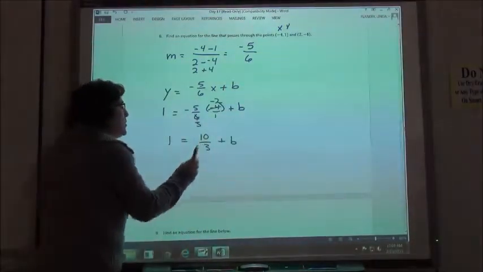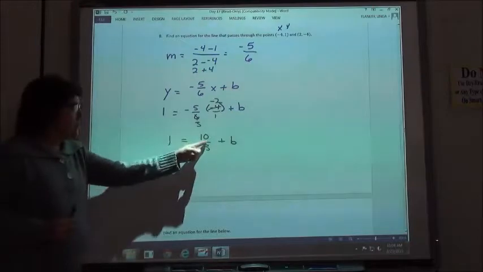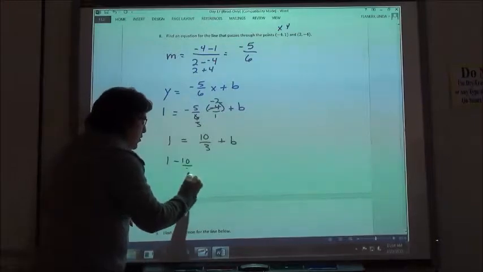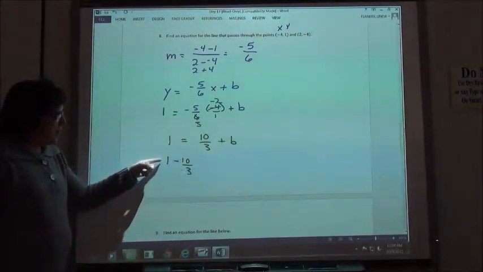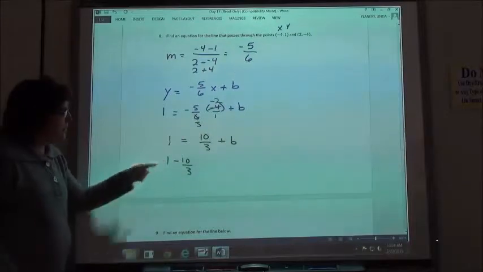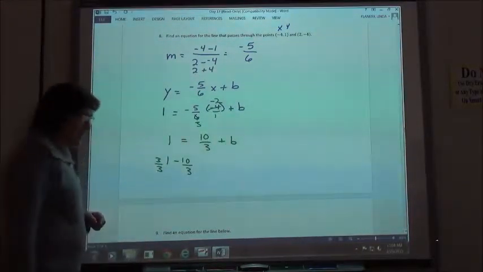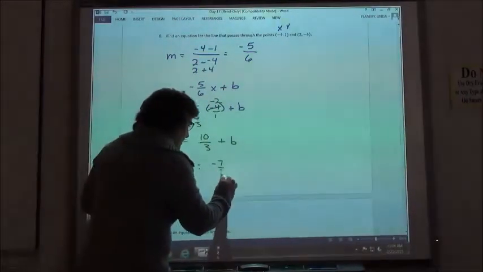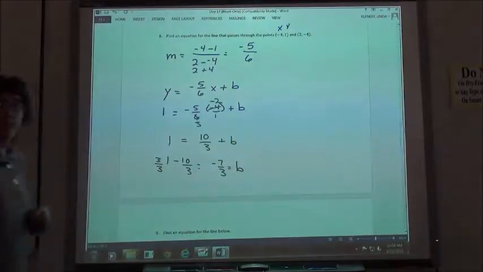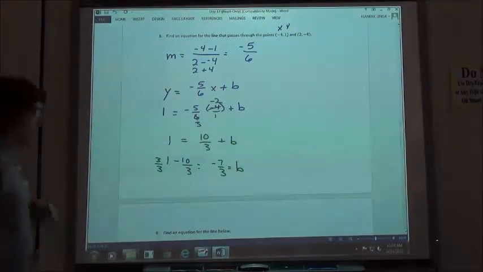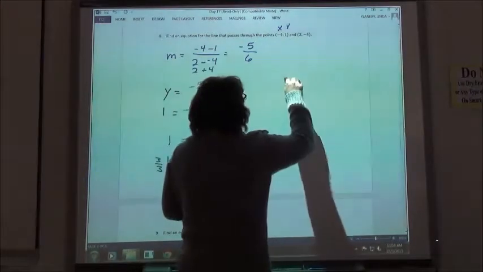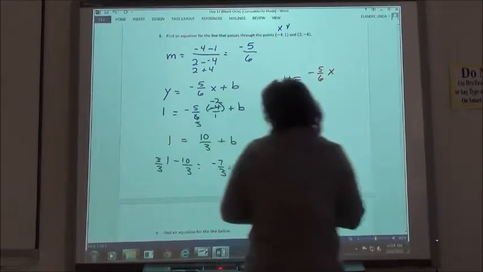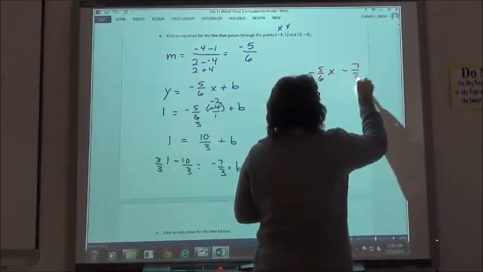So 1 is equal to 10/3 plus b. In order to solve that, I've got to move this to the other side. So I've got to subtract my 10/3. 1 minus 10/3. Again, I have to have a common denominator, so if I just take that whole number times my 3, 3/3 is equal to 1. 3/3 minus 10/3 is negative 7/3 for my y-intercept, my b value. So now I have to write the equation of my line. So y is going to equal my slope, negative 5/6 x, my y-intercept minus 7/3.